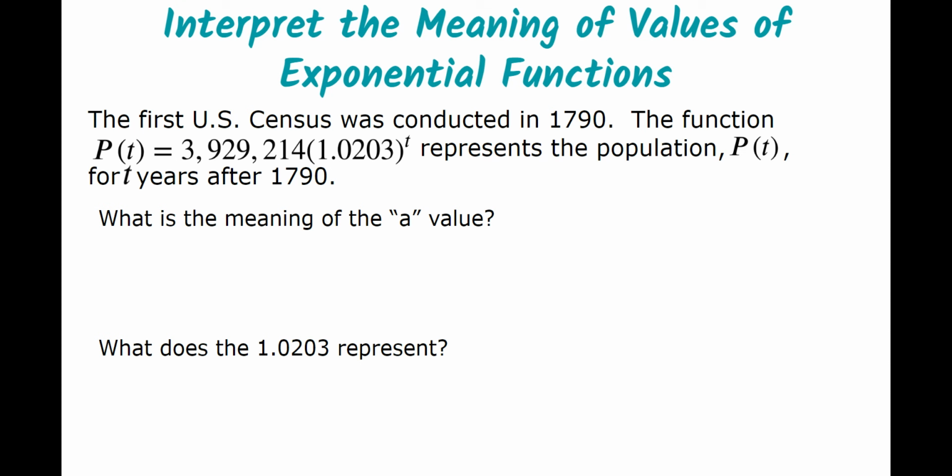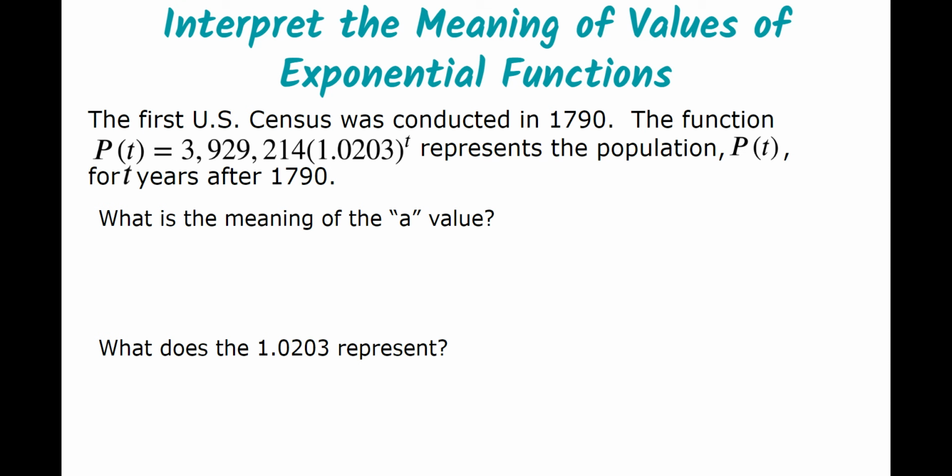Interpret the meaning of values of exponential functions. The first U.S. census was conducted in 1790. The function p of t equals 3,929,214 times 1.0203 to the t power represents the population p of t for t years after 1790. So we're going to answer the two questions.